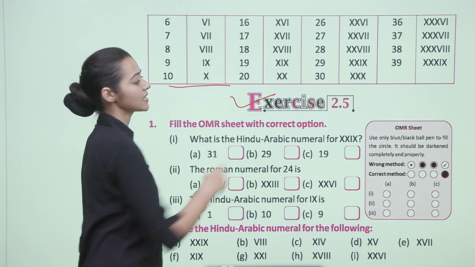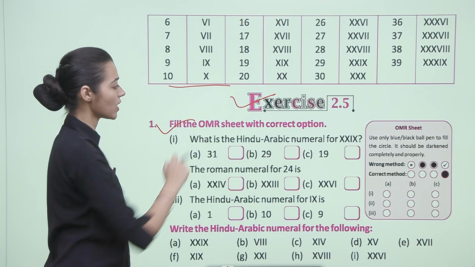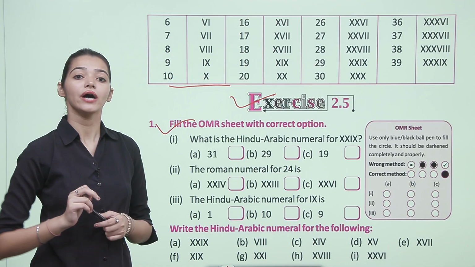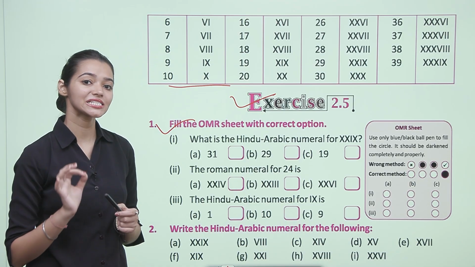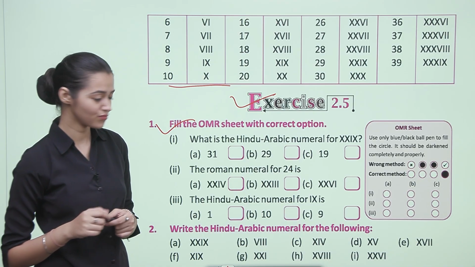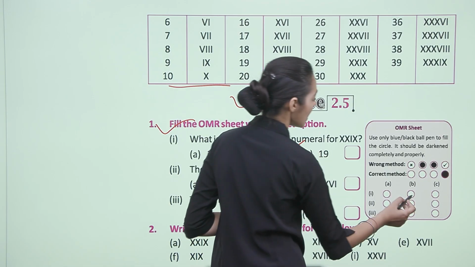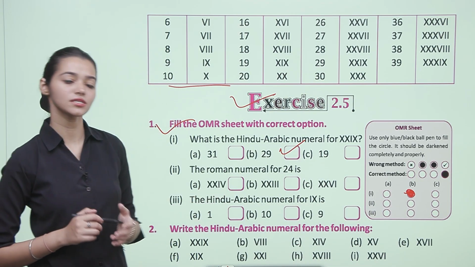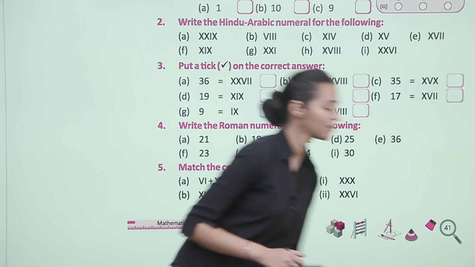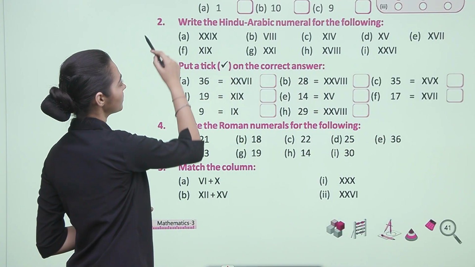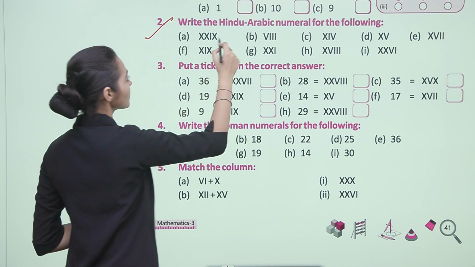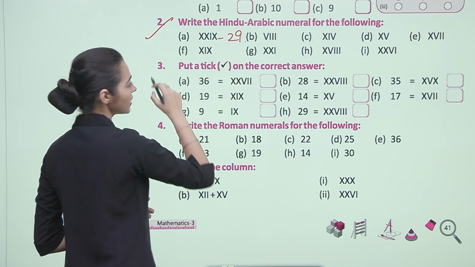Now let's start with exercise 2.5. In the first part, we have to fill the OMR sheet with the correct option. What is the Hindu Arabic numeral for XXIX? Very good, that is 29 and B option is our correct answer. That's how we have to complete it. Now in the next one, we have to write a Hindu Arabic numeral for all of the following. So in the first one it will be 29, that's how we have to complete it.